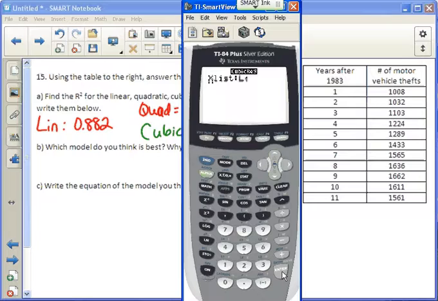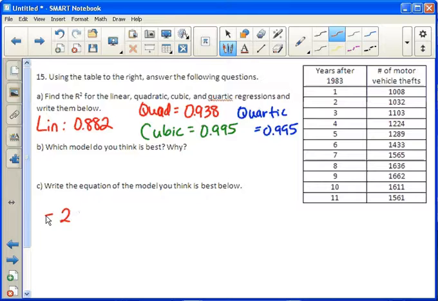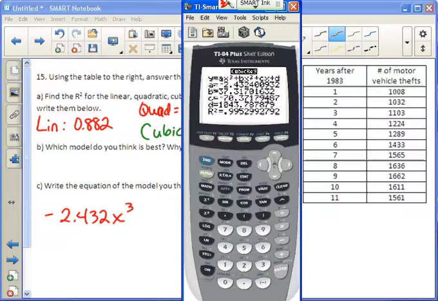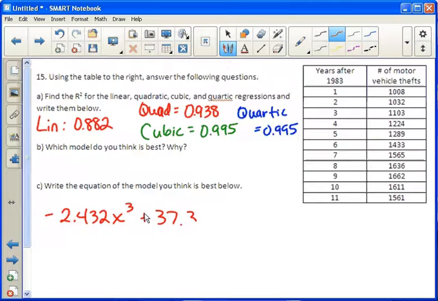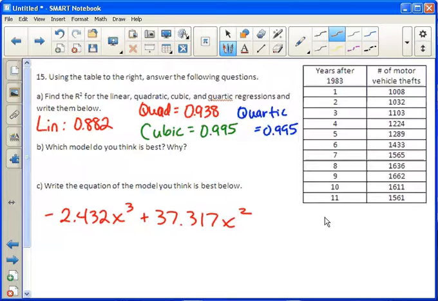And I'm going to get negative 2.432x cubed plus 37.317x squared minus 70.372x plus 1043.788.